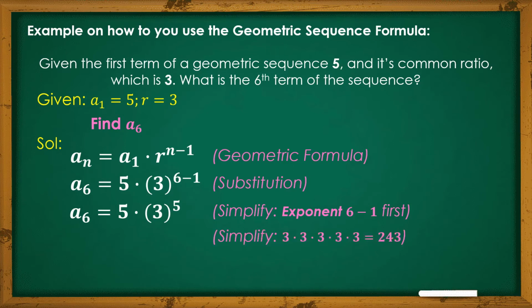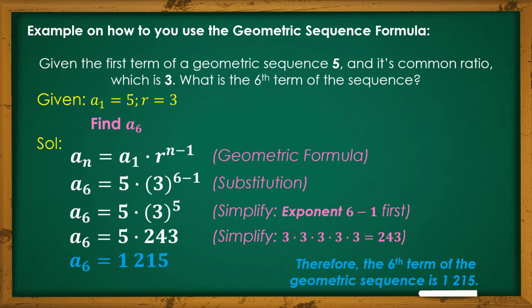Next, 3 raised to 5. That means we need to multiply 3 by itself 5 times. 3 times 3 times 3 times 3 times 3 is equal to 243. And lastly, let's multiply it by 5 to get a sub 6, which is 1,215. Therefore, the sixth term of the given geometric sequence is 1,215. Isn't it simple? Very good.